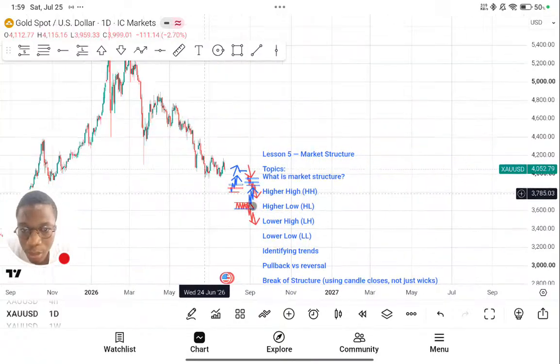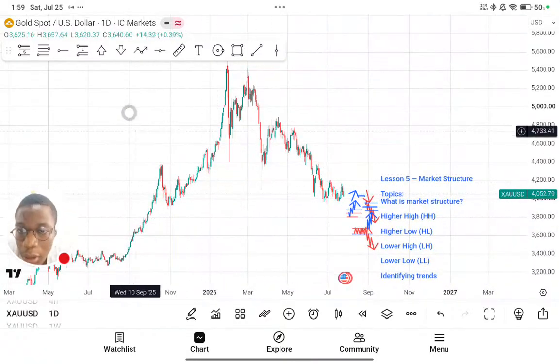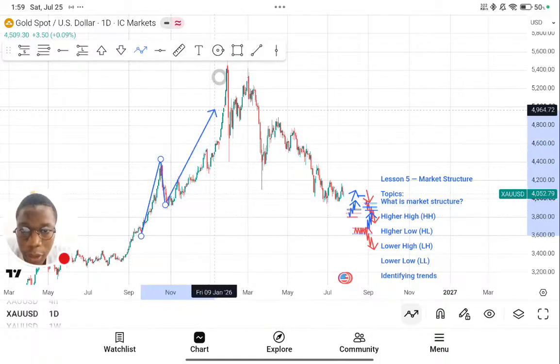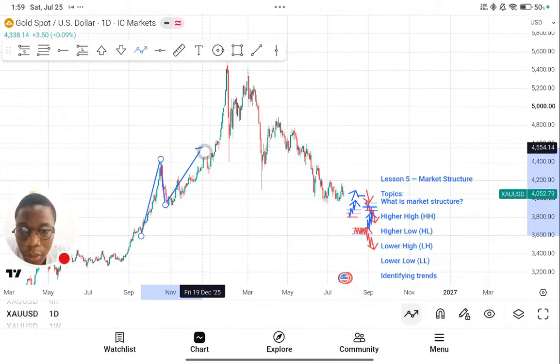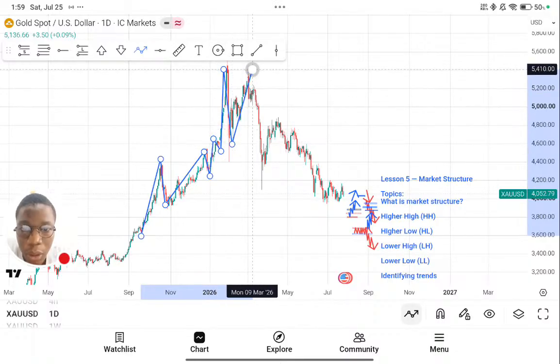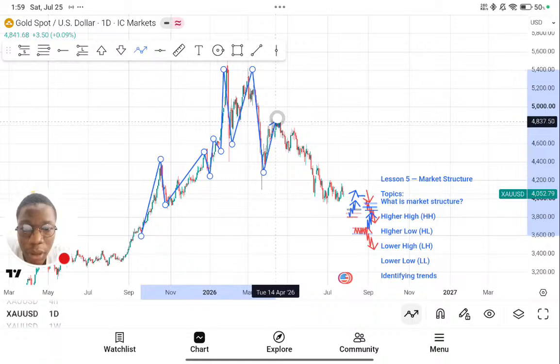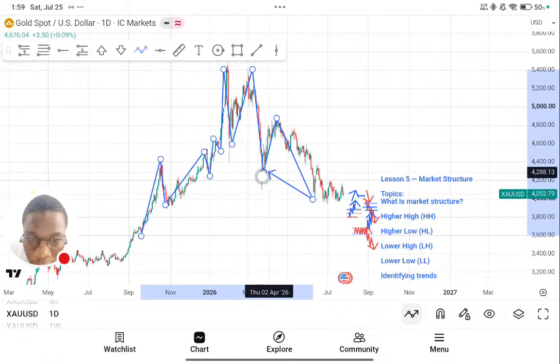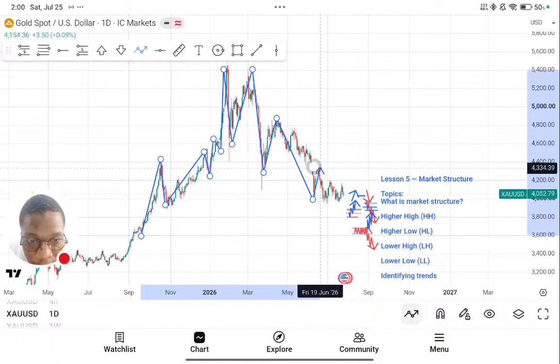So I lost that, but then this is what we've been doing, right? New high, new low, new high, new low, high, low, couldn't make a new high, broke, couldn't make a new high, broke this level, and you could see couldn't make a new high, broke this level.